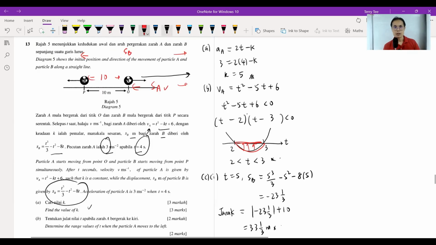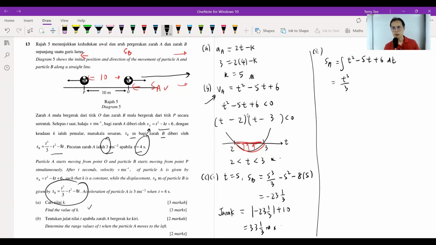Okay, so let me just continue over here. Now, this is C Roman 2, easier to see if I have a diagram here. Okay, I don't know what is my sasaran for zarah A, because I only have my halaju, fungsi halaju. I don't have sasaran, so I need to integrate or kamirkan this equation, 5t plus 6 dt. So that will give us t power 3 over 3, 5t squared over 2 plus 6t plus c.